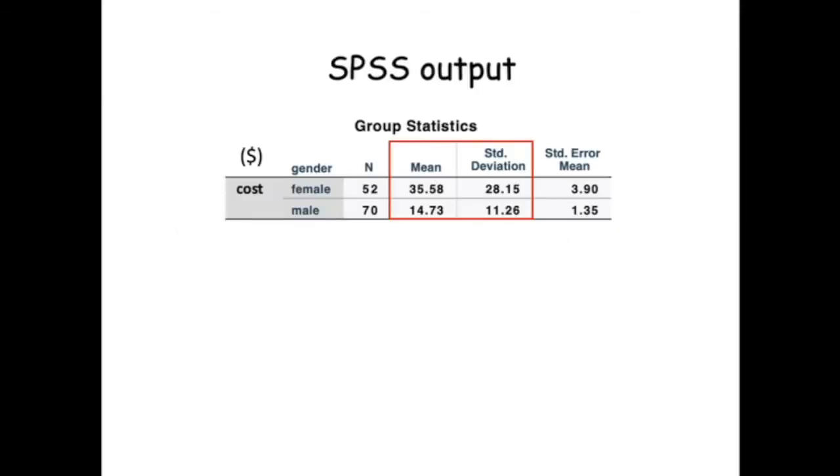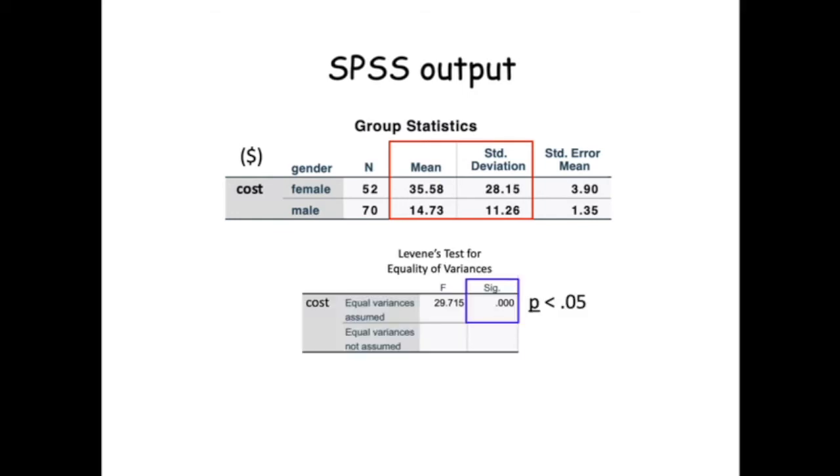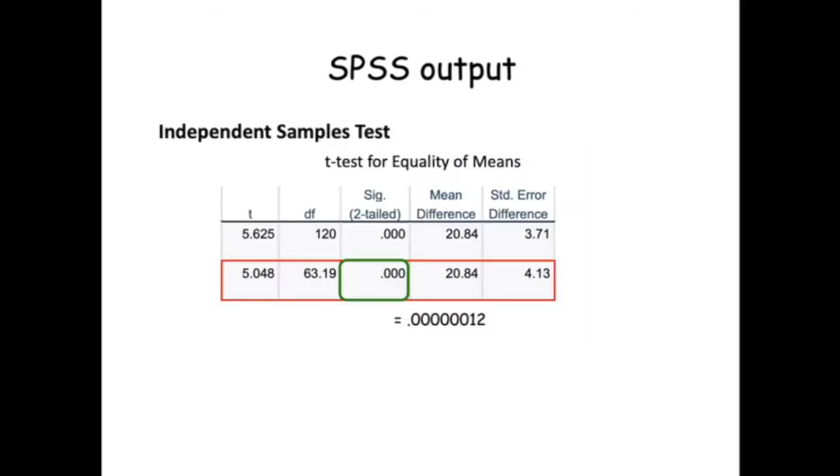The descriptive statistics show a striking difference between groups in both mean and standard deviation. The p-value for the Levene test is less than 0.05, so the equal variance assumption is not met, and we interpret the bottom row for the t-test results. The p-value for the t-test is very small. Double-clicking in this cell will reveal just how small it is.